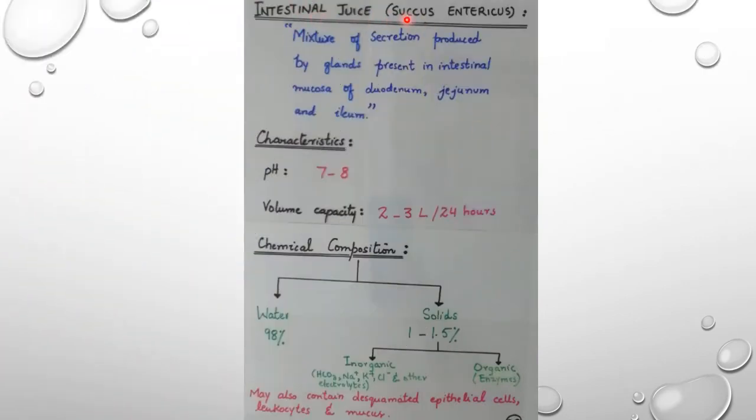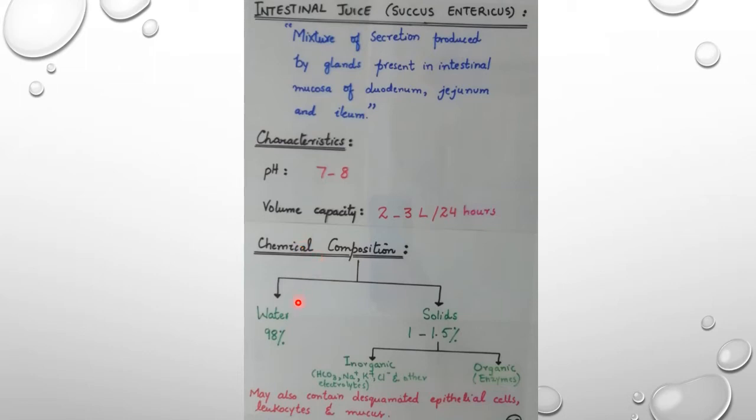Intestinal juice, or succus entericus. This is basically a mixture of secretions produced by glands found in the intestinal mucosa of the duodenum, jejunum and ileum. The pH of intestinal juice ranges from 7 to 8 and its volume is 2 to 3 liters per 24 hours. Chemical composition.